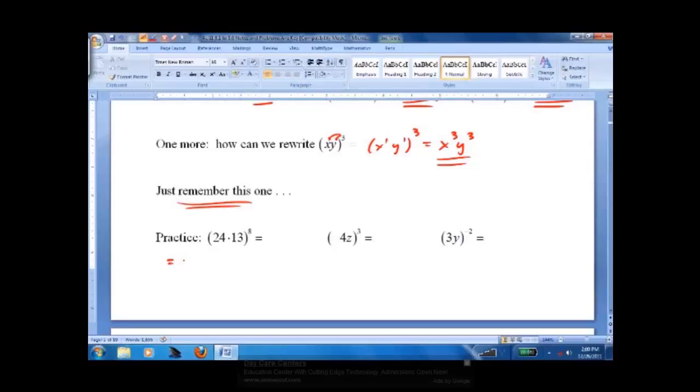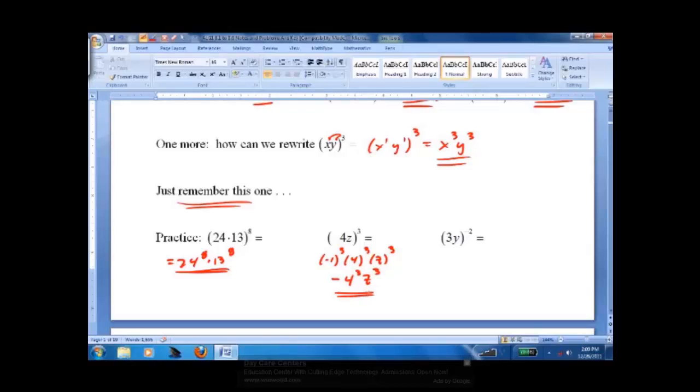Let's practice. 24 to the 8th times 13 to the 8th. And again, we're not going to multiply them out on the calculator unless explicitly told to do so. Now we actually have 3 components here. We have the 4, the z, and the -1. So -1 to the 3rd, 4 to the 3rd, z to the 3rd. -1 times -1 times -1 is negative, so I'm going to pull it out. And that's the only one we will multiply out, the negative, whenever we can.